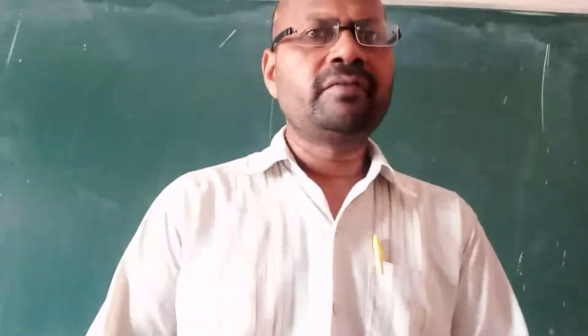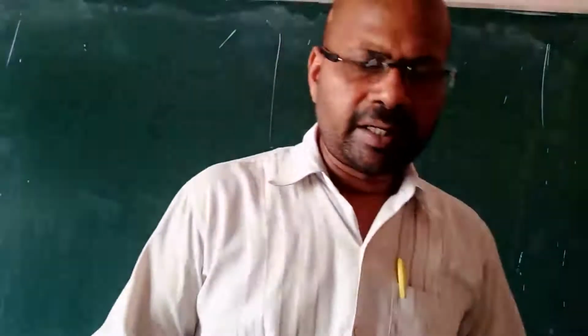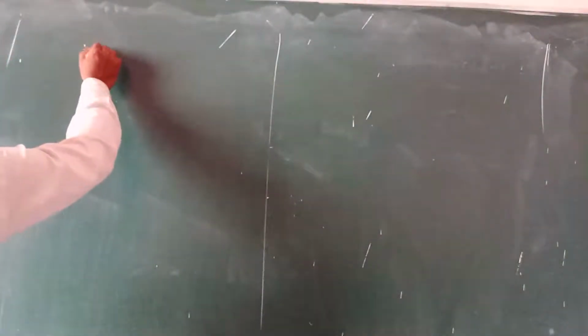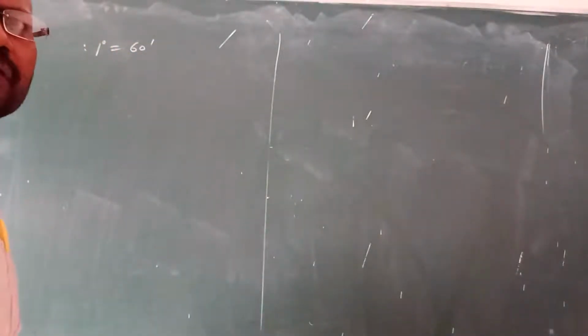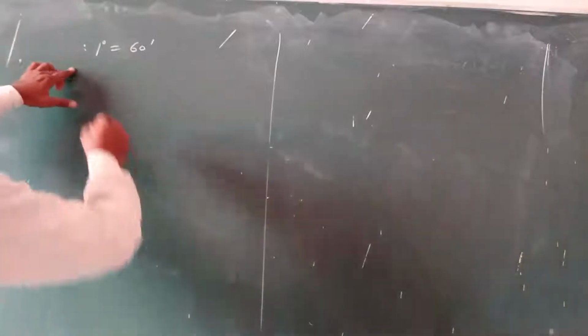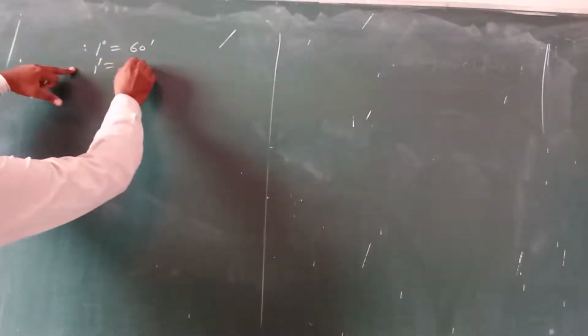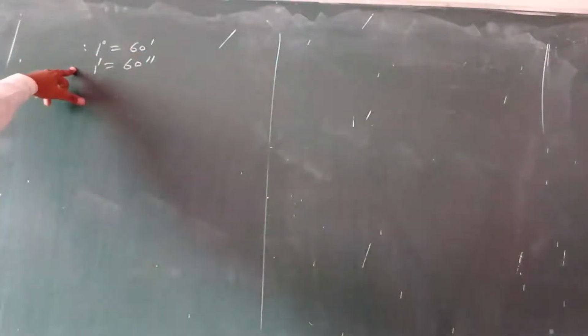Hello students, today we will start trigonometry. First, we will study that 1 degree equals 60 minutes. 1 degree is always equal to 60 minutes, and 1 minute is equal to 60 seconds. Okay, this is a very common thing.